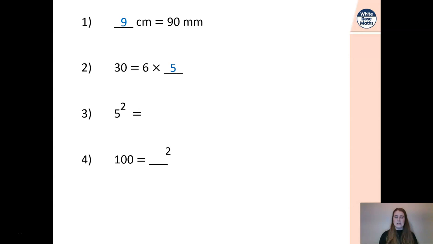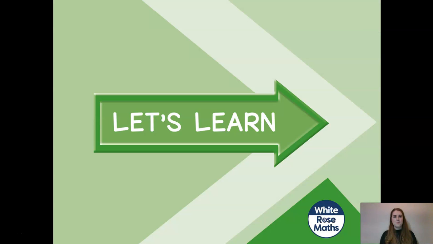Number 3, we're looking at squared numbers. We know that the squared number tells us how many times we need to multiply our number by itself. So 5 times 5 is 25. Here for number 4, we need to do the inverse. Something times by itself gives us 100. Well, we know that 10 times 10 is 100, therefore the answer must be 10 squared. Good job if you got those all correct.